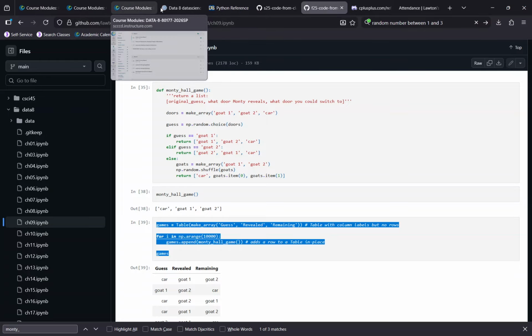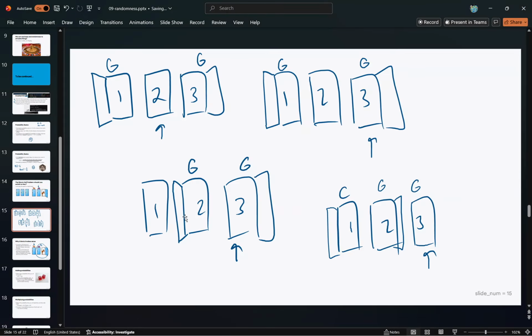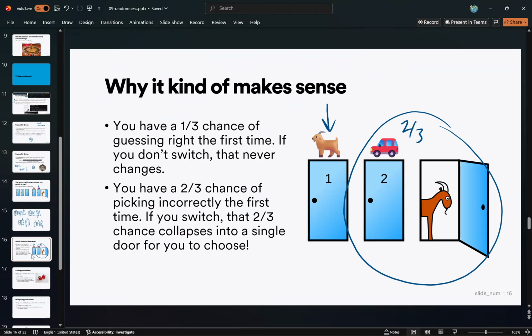I hope that makes a little bit of sense. So that's what's going on. And that's kind of the reasoning. Isn't that fun? So yeah, that's a weird probabilities idea. Are there any questions about the Monty Hall game before I go on with more probability stuff?